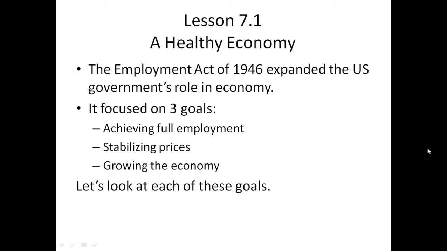Today we're going to speak about lesson 7.1 from our book. It's entitled The Healthy Economy.